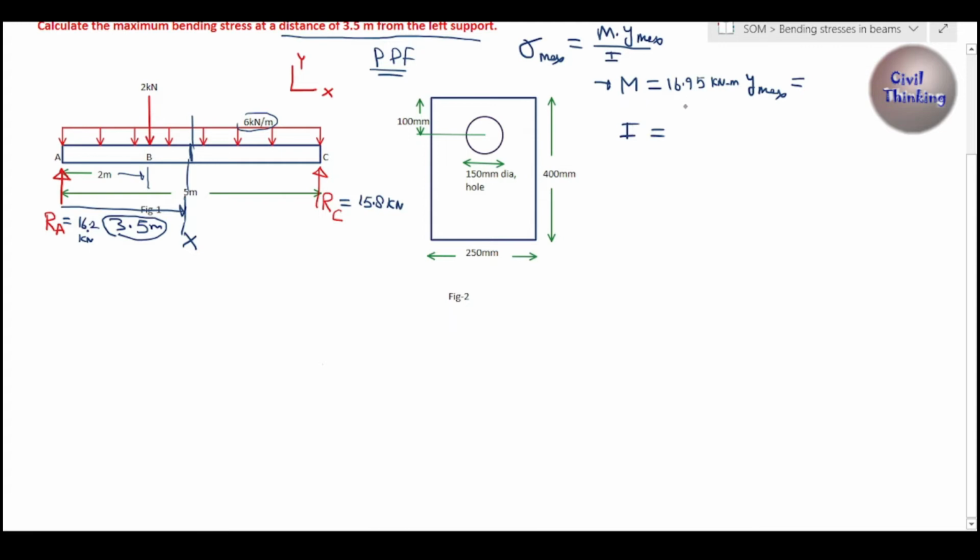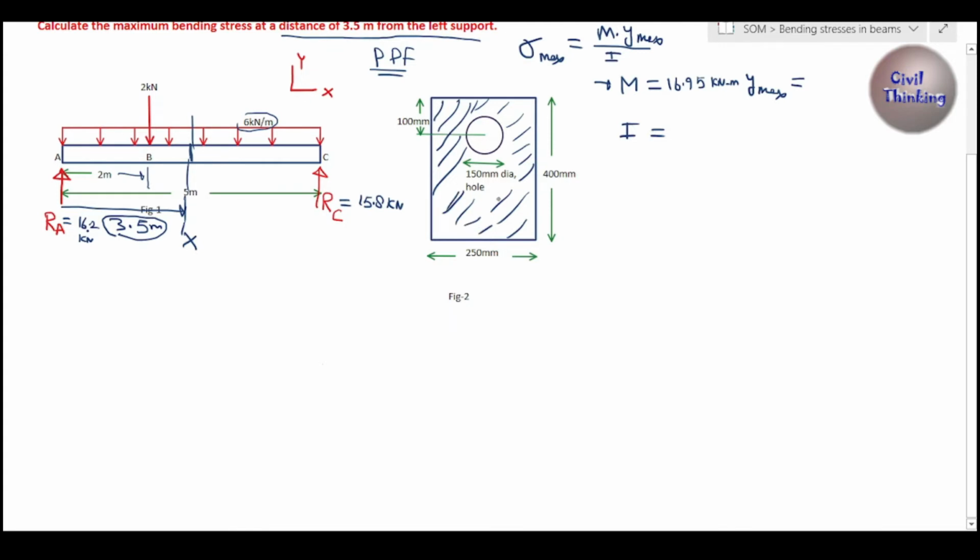Okay, now the next term we need to find is y max and I. So let's first find I. I is the moment of inertia of this complex section. Basically it is a section, all of this is solid, and this is a circle cut out from this lamina. This is a hollow circle. This is like a thin sheet, and from this a circle is cut out, right? So we have to find the moment of inertia of this whole lamina with a hole.